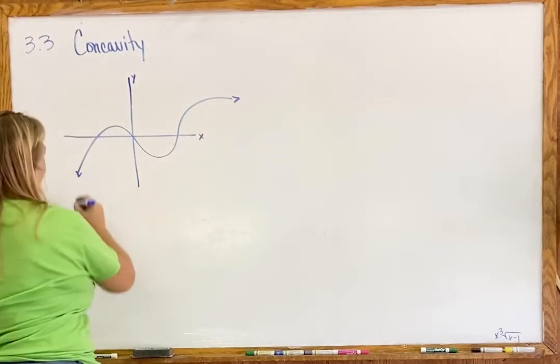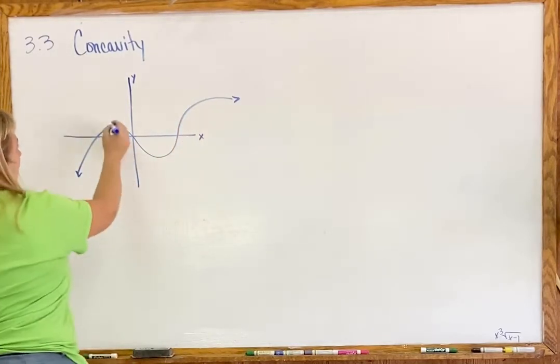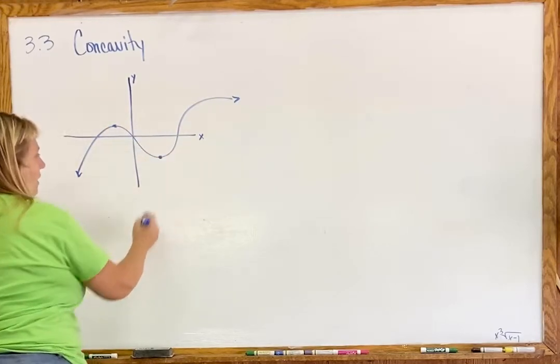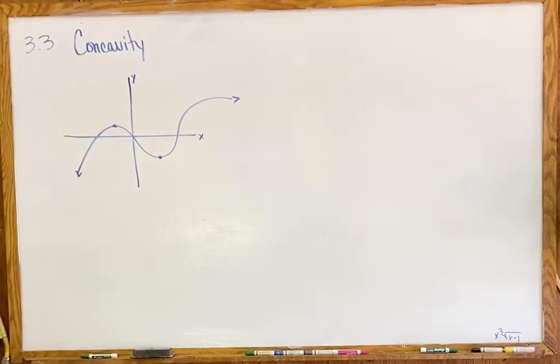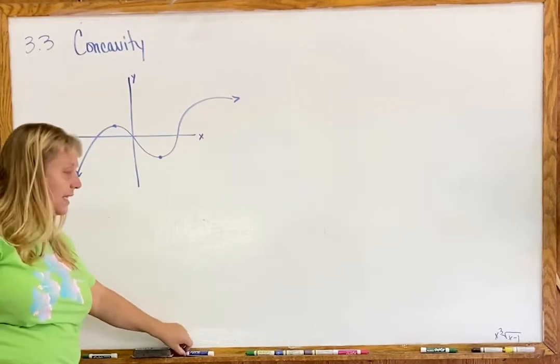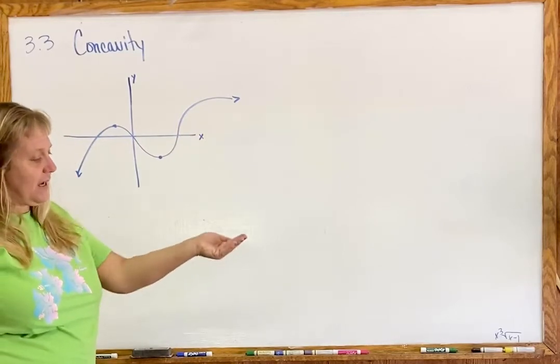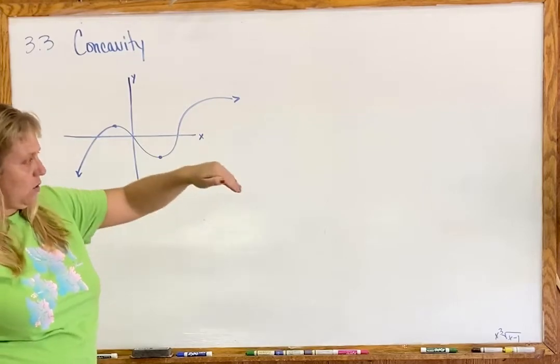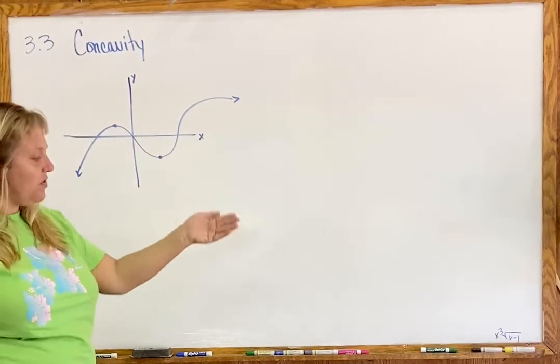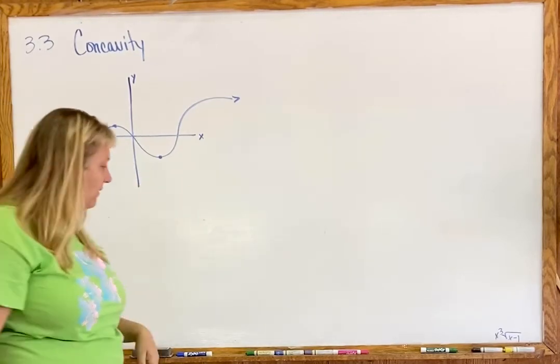Okay, so let's say that that's what our graph looks like. Hopefully we can agree that we have some relative mins and relative maxes going on, but that's not so much what we're focused on in this section. Concavity means the shape of the graph. And the shape of the graph means, is it making like a bowl or an umbrella? So that's the concavity. What's the shape of the graph?